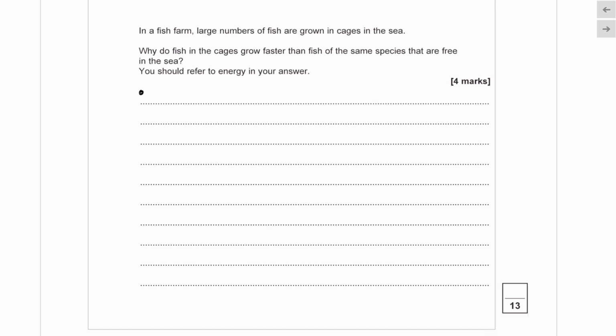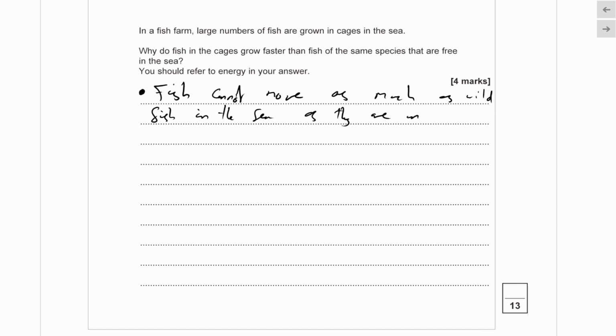So the first point is I'm going to say that the fish, bearing in mind they're in cages, cannot move as much as wild fish in the sea, right, as they are inside cages, right? Because they can't move as much as the fish in the sea, it means that they're not burning as much energy, which means more energy is going towards growth.